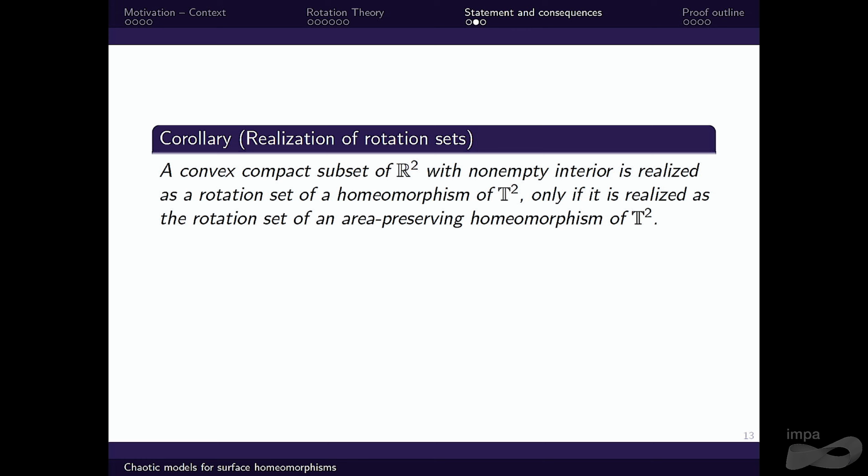And another corollary: bounded diameter of elliptic islands. Remember that we were talking about the size of the islands. They are actually uniformly bounded, okay? If we are in the context of the standard map, then the diameter of the elliptic islands is uniformly bounded. So they are well behaved.